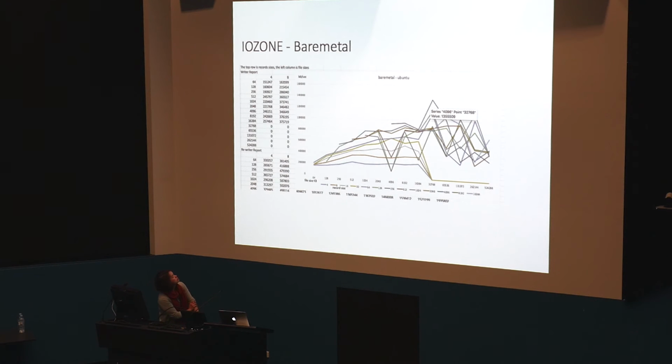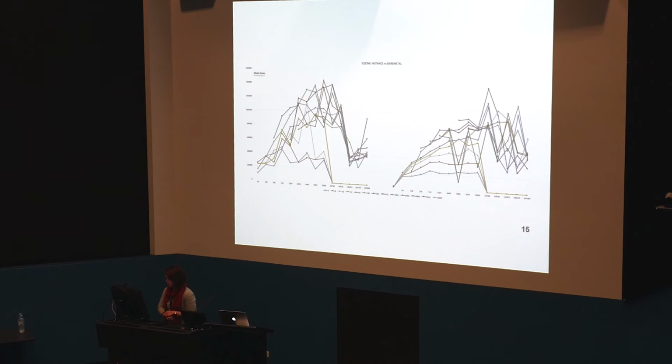This is the IOzone for the bare metal. It seems more consistent. When I put them side by side, you can see the IOPS are quite similar, but I still can't explain why it went down quite heavily. This is the instance, and that's the bare metal graph.